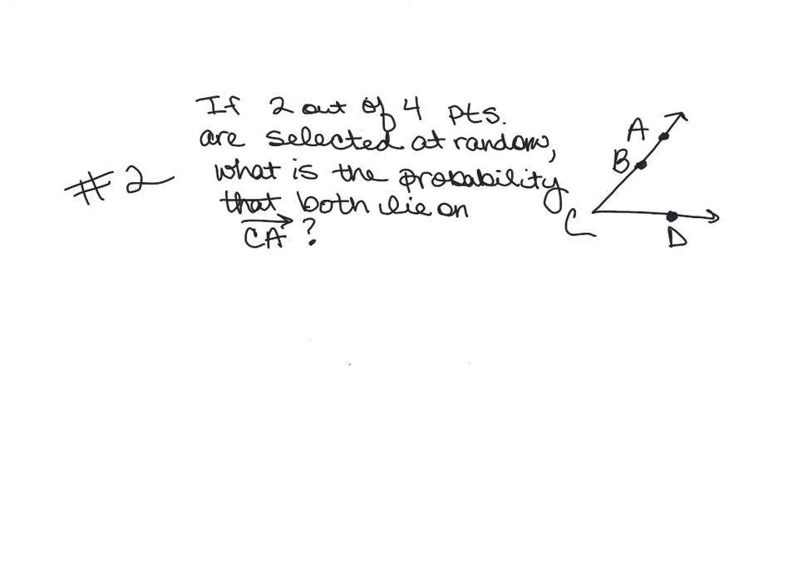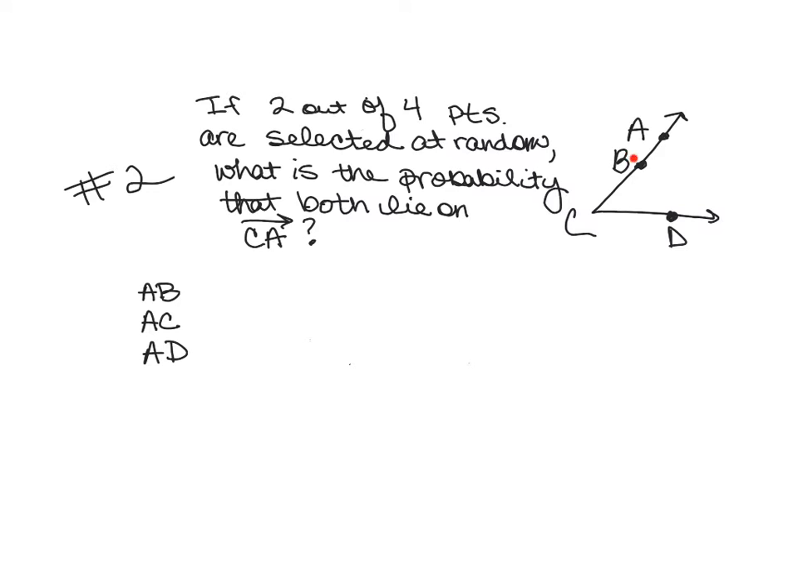Problem number 2. If 2 out of 4 points are selected at random, what is the probability that both lie on ray CA? So as mentioned, the first step is to write all the possibilities out. Okay, so 2 points are being selected. Let's say that we're going to select A, B. And let's go in a logical order. So let's continue with all the possibilities involving A. So we could have A, B, you could have A, C, and you can have A, D.